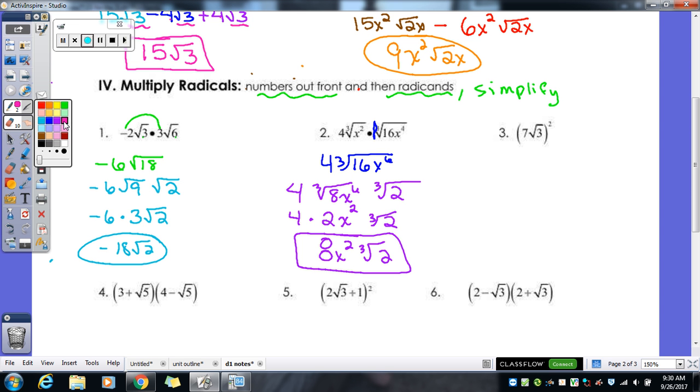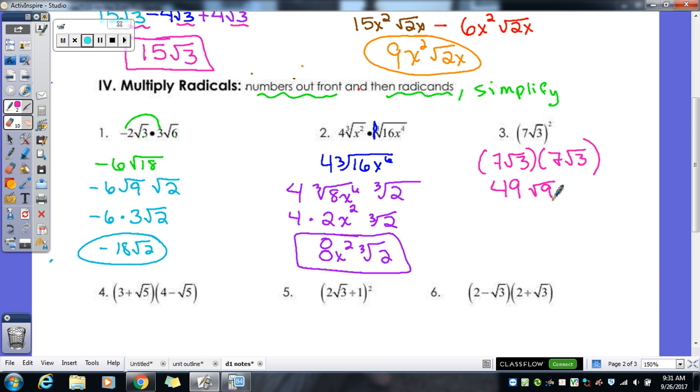Our third one there, 7 square root of 3 squared. What that means is just write it twice and then follow your multiplication rules. So 7 square root of 3 times 7 square root of 3. So our rules tell us multiply the stuff out in front. So 7 times 7 would give us a 49. 3 times a 3 gives us the square root of 9.